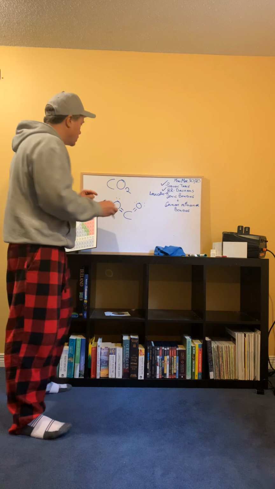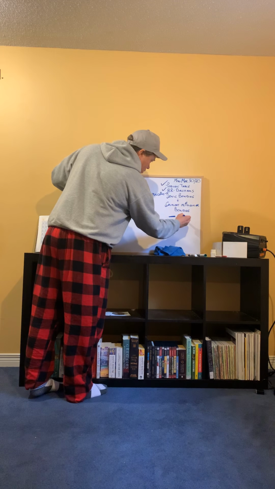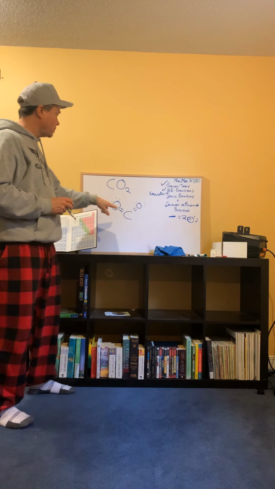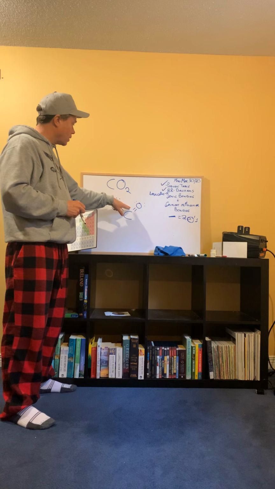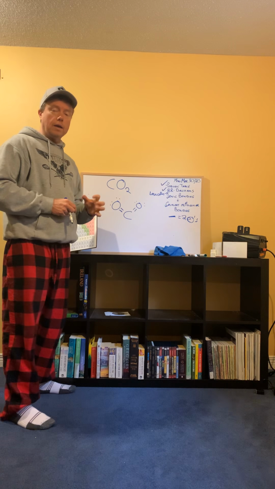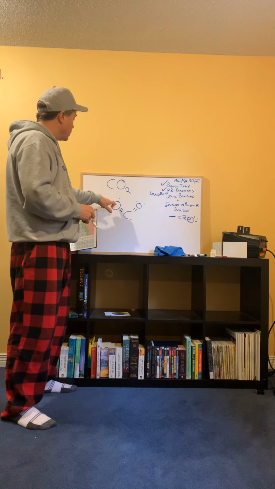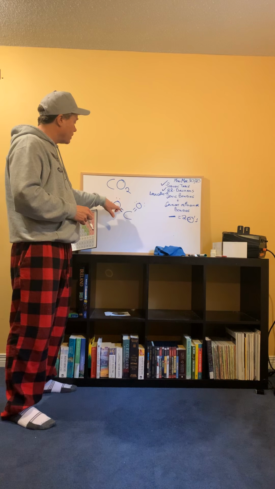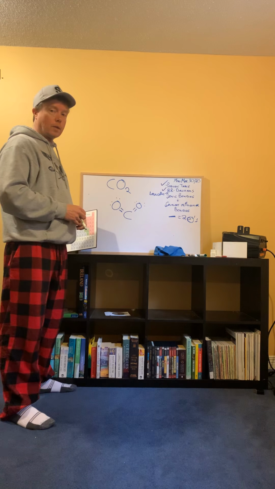And remember that each line or bond equals 2 electrons, right? So this carbon has access to 2, 4, 6, 8 electrons completing its valence orbit. It's happy. This oxygen has 1, 2, 3, 4, 5, 6, 7, 8. It's happy, and same thing there. Okay?